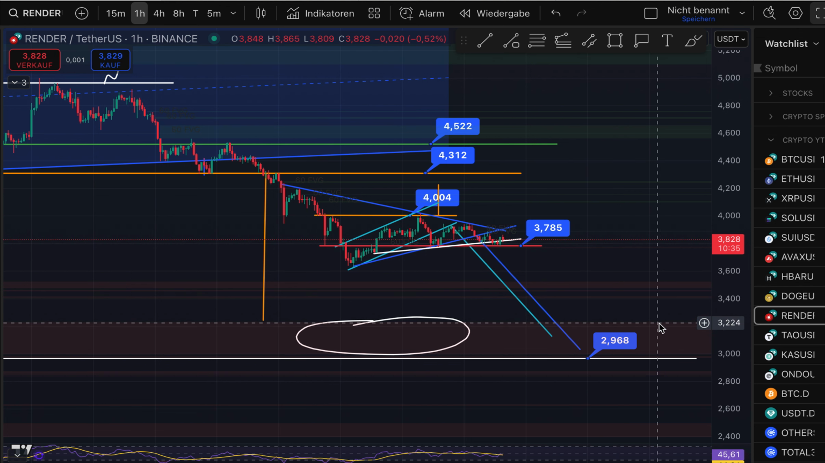In this video we will take a look together at possible scenarios for the price development of Render, TAO, KAS, and ONDO. Things remain exciting, so make sure to watch until the end.